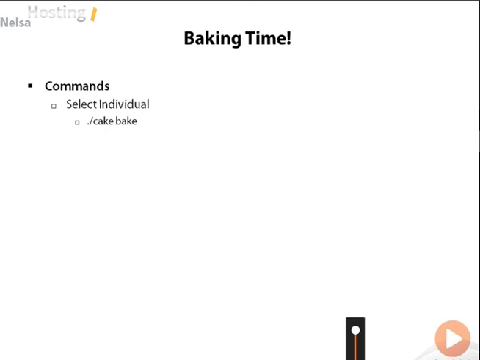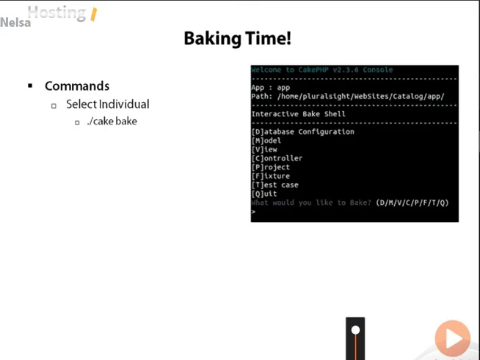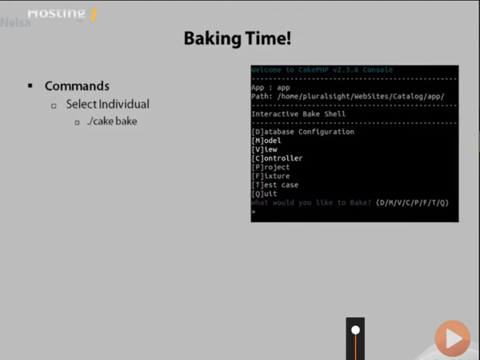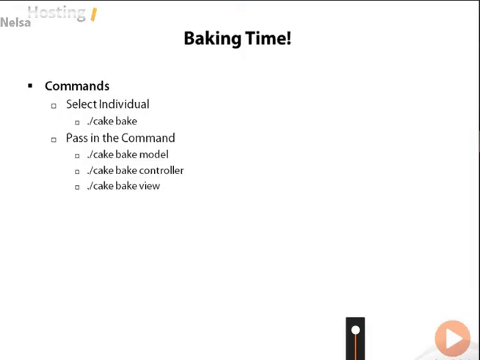We can access the bake by typing in cake bake. This will bring up the following screen. From this screen, you would select the option that you would like to bake. We will focus on the model, view, and controller options. You can also pass in an option from the command line. Some examples are cake bake followed by model, controller, or view.